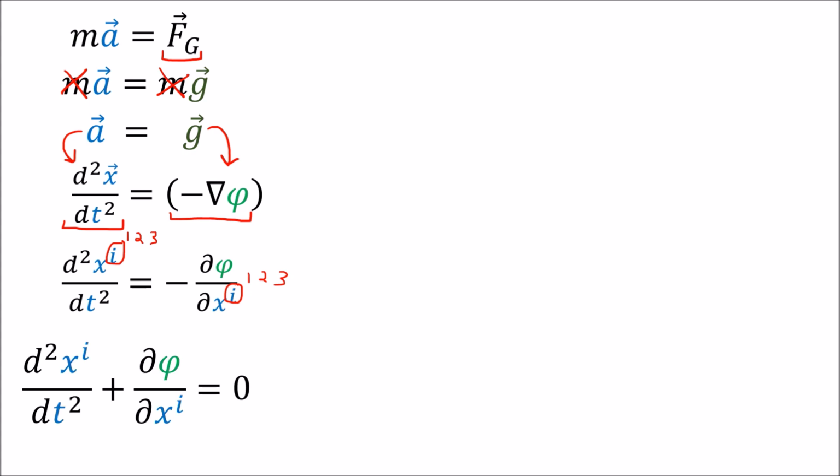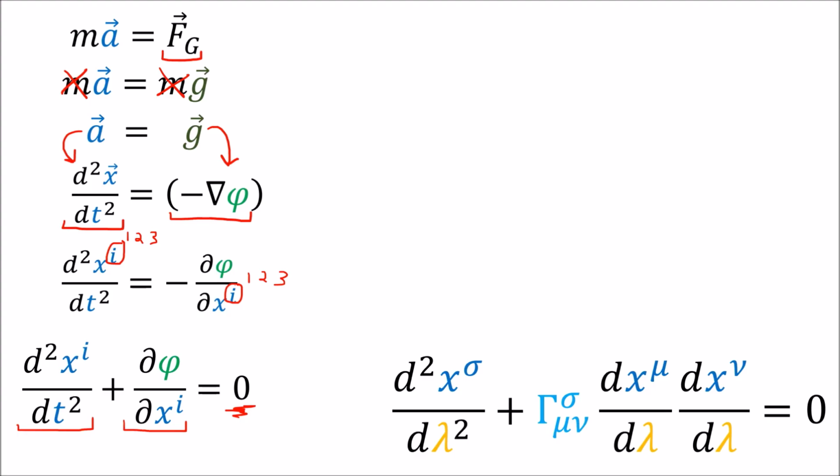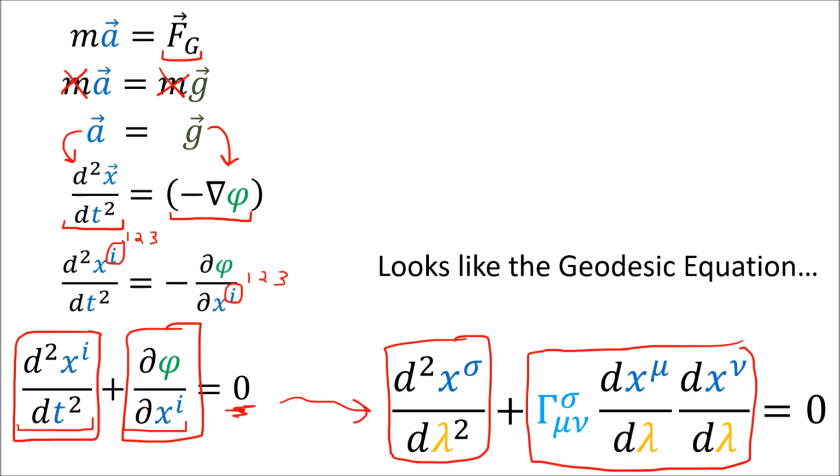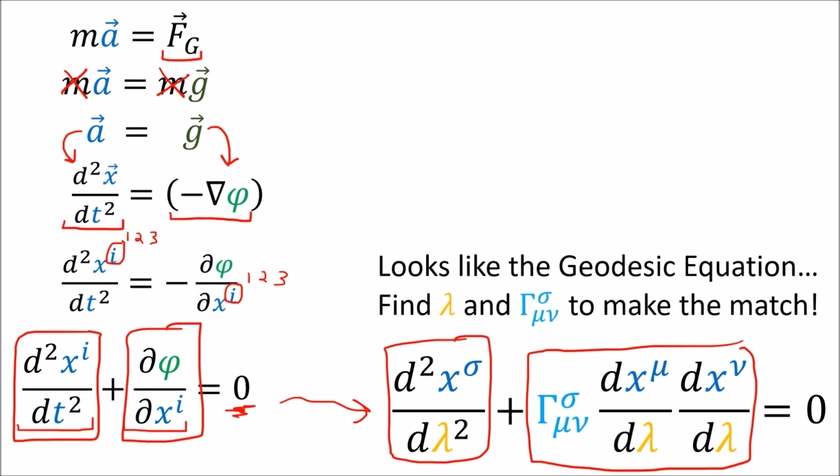Moving things to one side, we get that the second derivative of x^i with respect to time plus the partial derivative of the potential with respect to x^i equals 0. This equation kind of looks like a geodesic equation, where we have a second derivative of a coordinate plus something else equaling 0. Let's try to make this equation look more like a geodesic equation. So let's try finding a path parameter lambda and the correct connection coefficients gamma to make these two equations match.